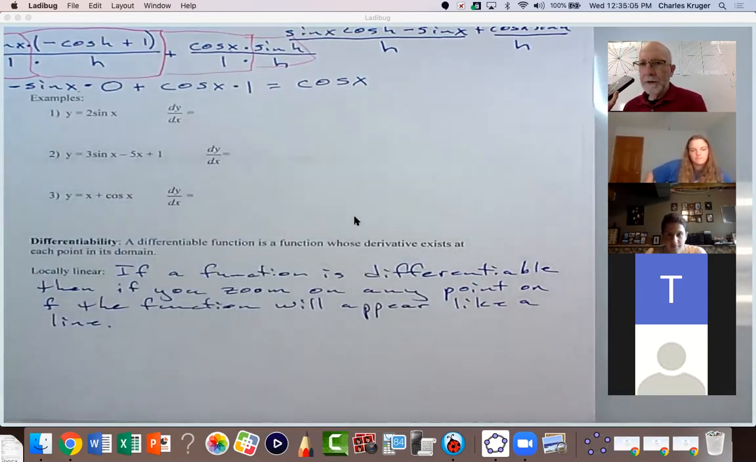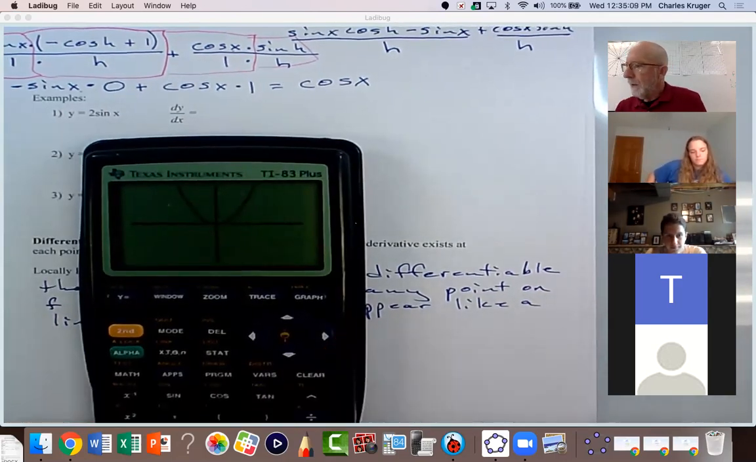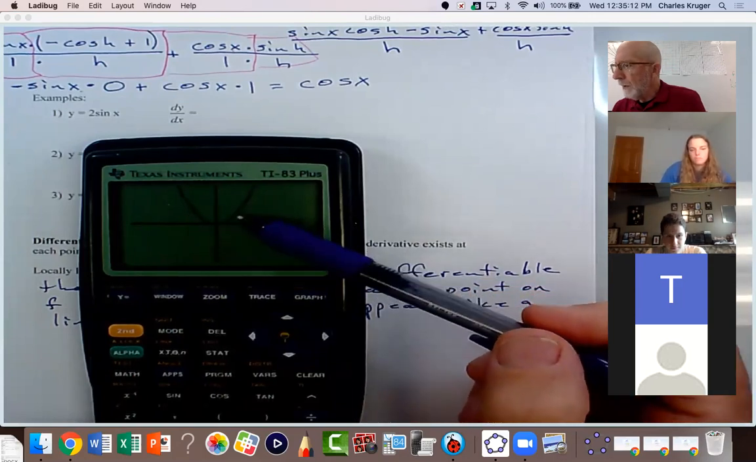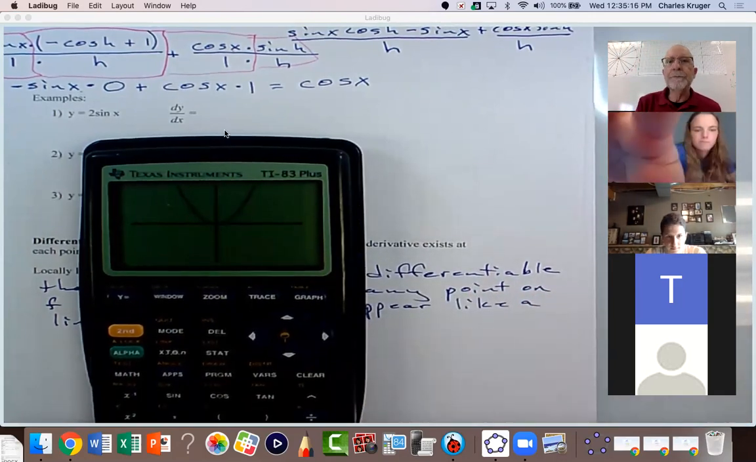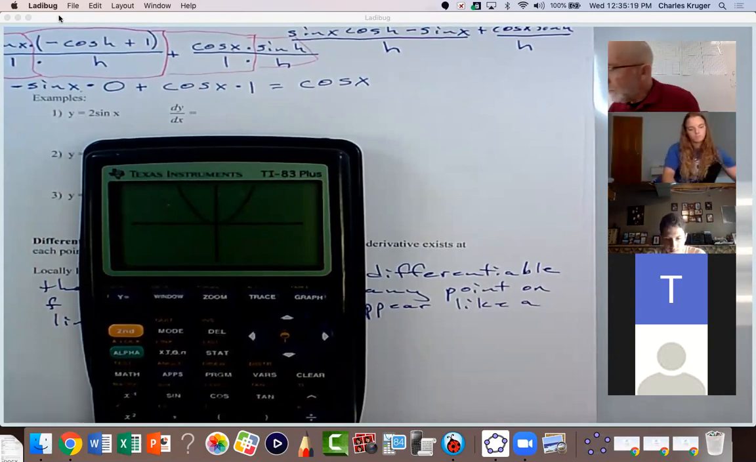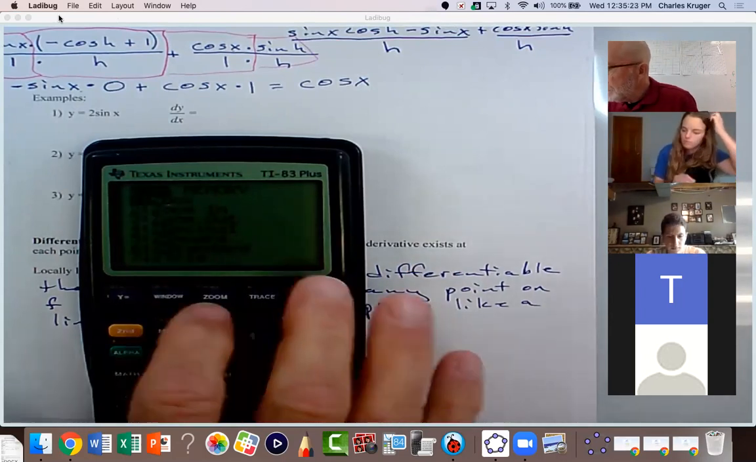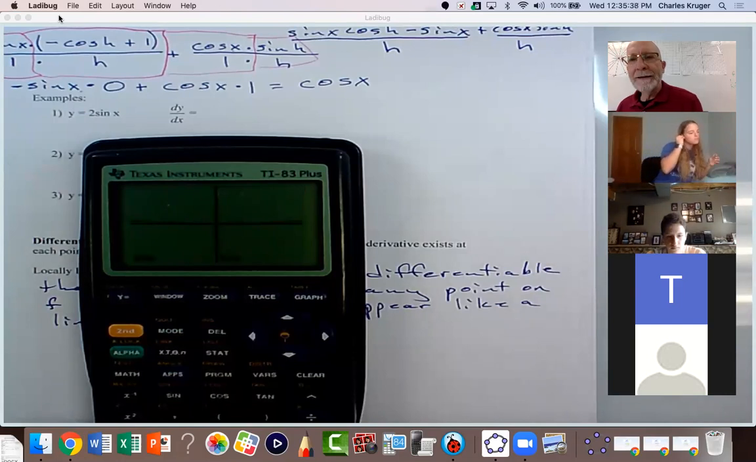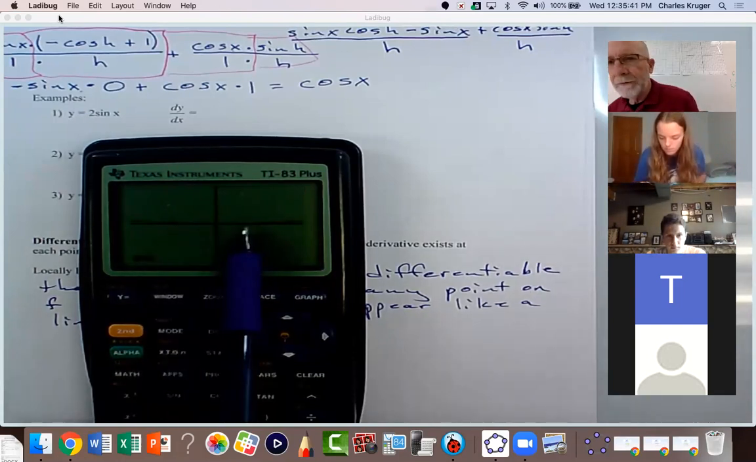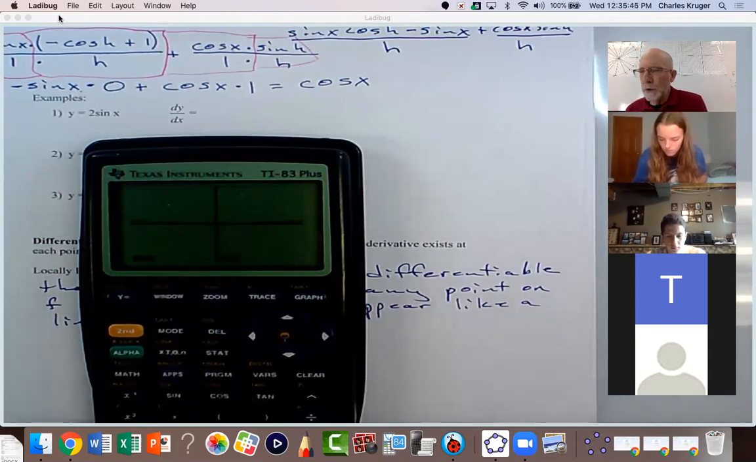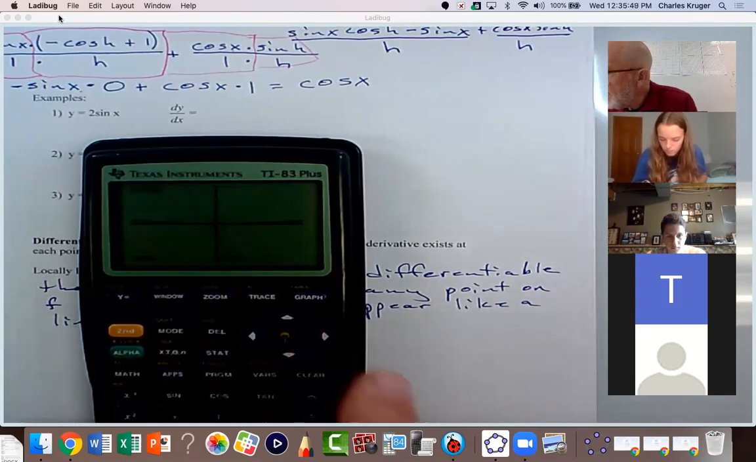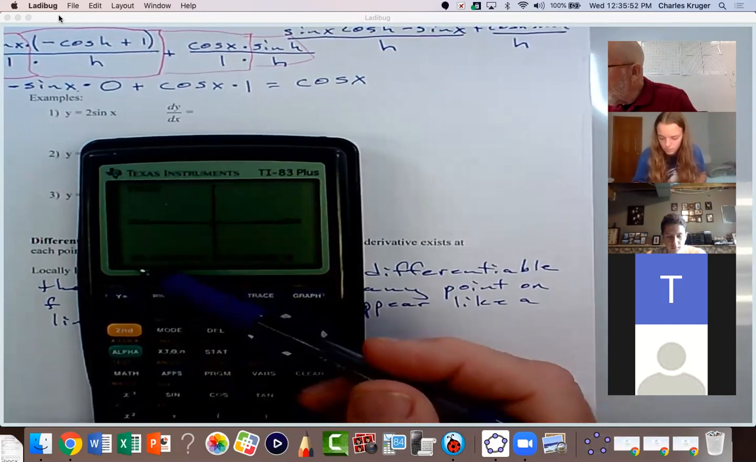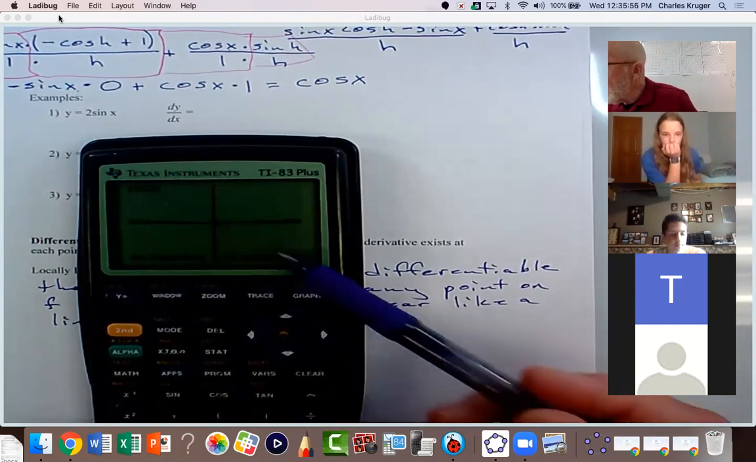Everybody have that? I don't want to cover up too soon. So this is f of x equals x squared. And I'm going to zoom in at the vertex, at 0, 0. So I'm going to hit zoom in and press enter, enter, enter. And you see how the curve's becoming flat? In fact, right here it looks really flat. Now I'm really, really close to zero. If I trace and move a little bit to the right, I'm at 0.001, and I'm barely above the x-axis.